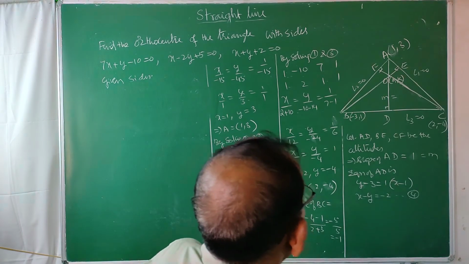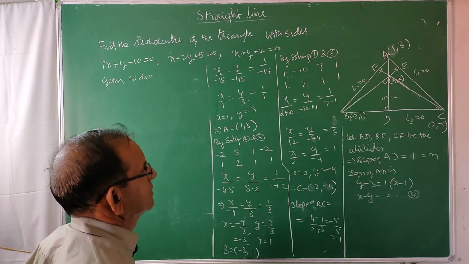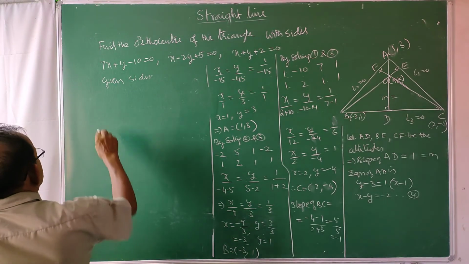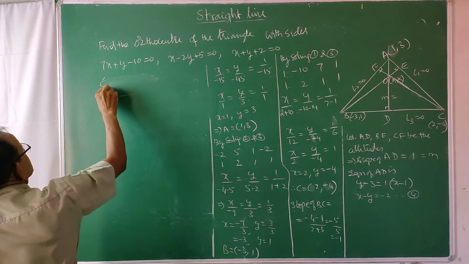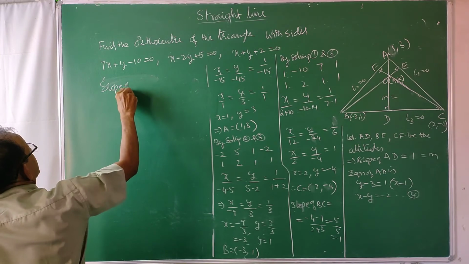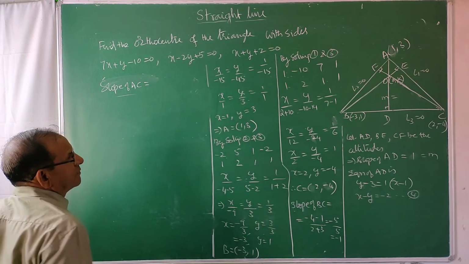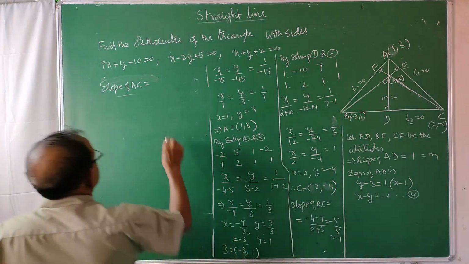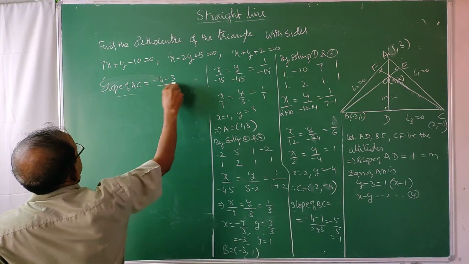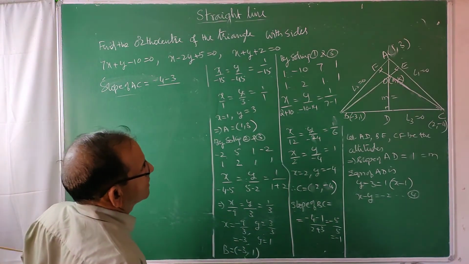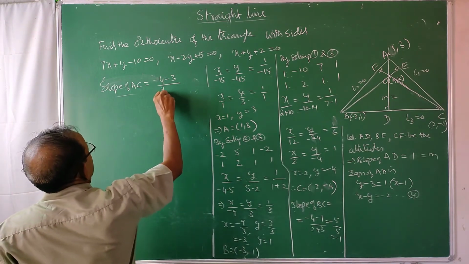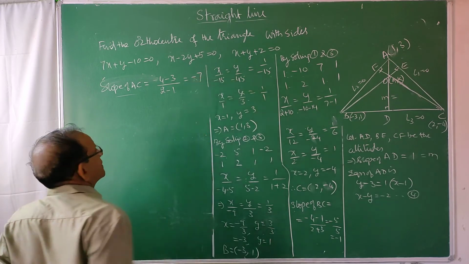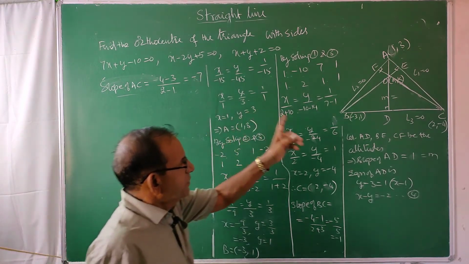Then we have to find the equation of BE. Slope of AC, how to find it? Slope of AC is (y2 minus y1) by (x2 minus x1), that is minus 4 minus 3 by 2 minus 1, equal to minus 7 by 1, that is minus 7. Slope of AC is minus 7.